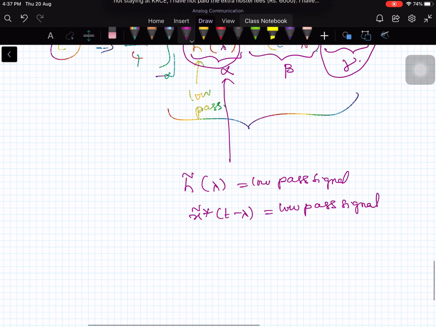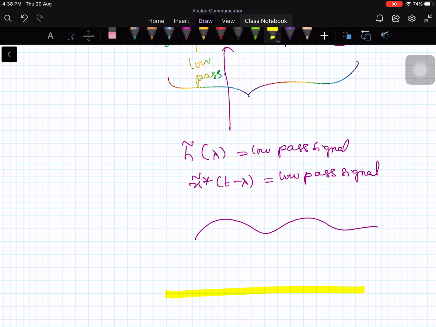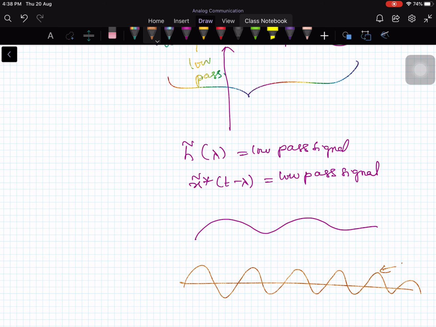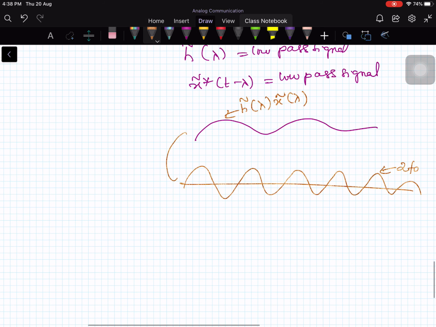So that means it is slowly varying like this. Now this signal is multiplied by this guy. What is that guy? e to the j 4 pi f naught. The frequency is 2 f naught. Now multiply this and that. Let's say this is your h tilde of lambda times x tilde of lambda, just for the sake of argument, and this is your e to the j 4 pi f naught.